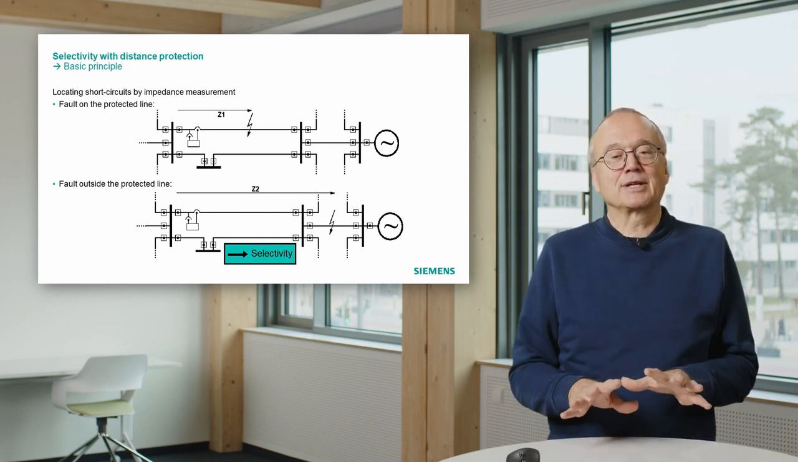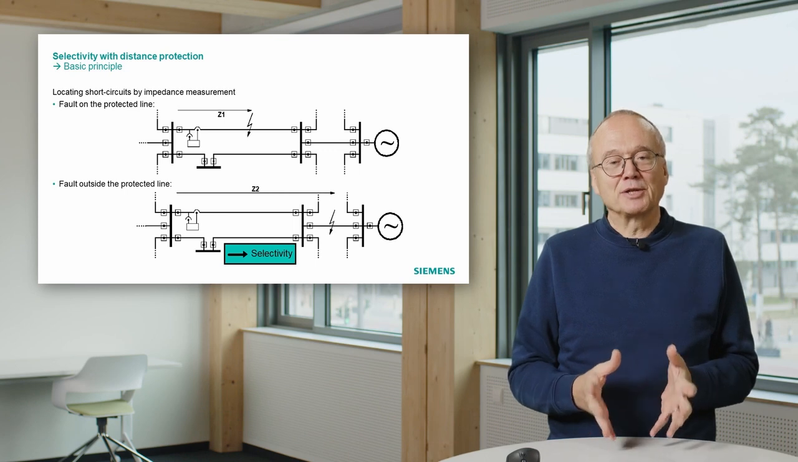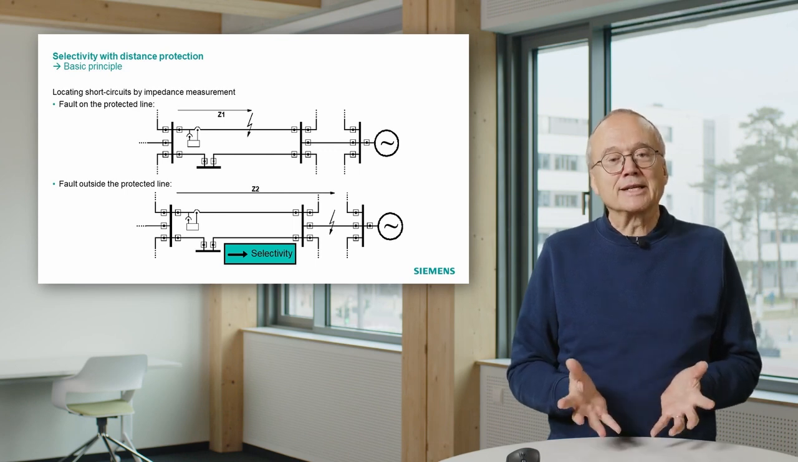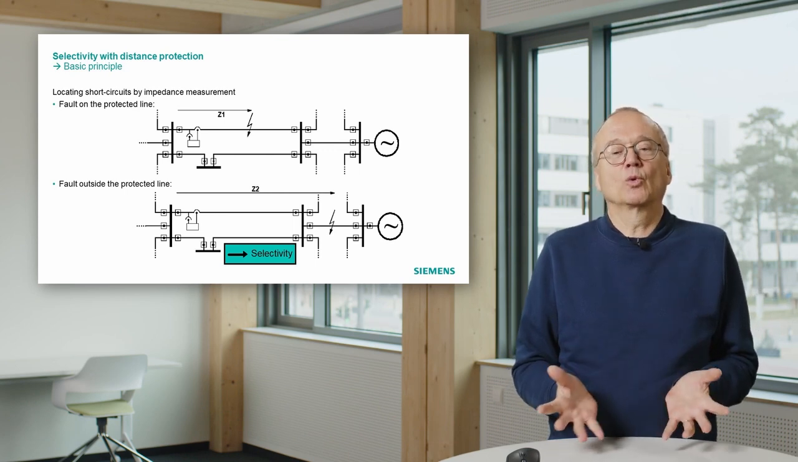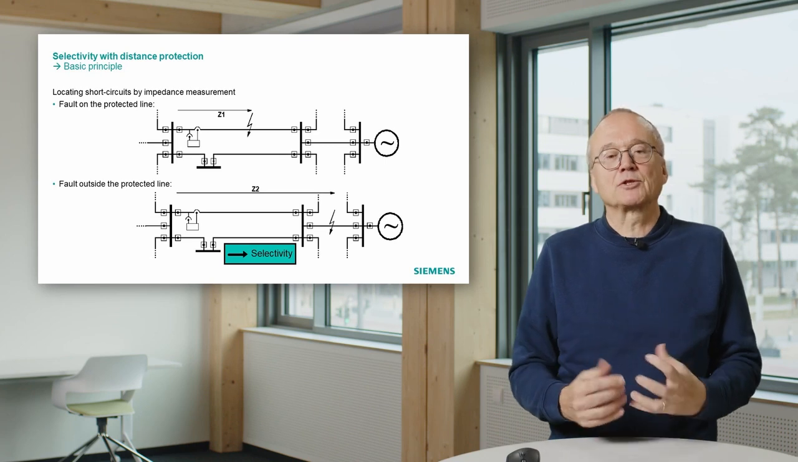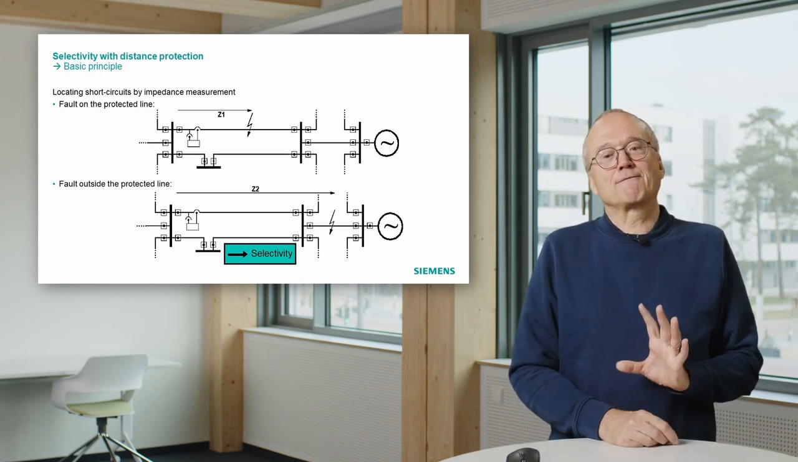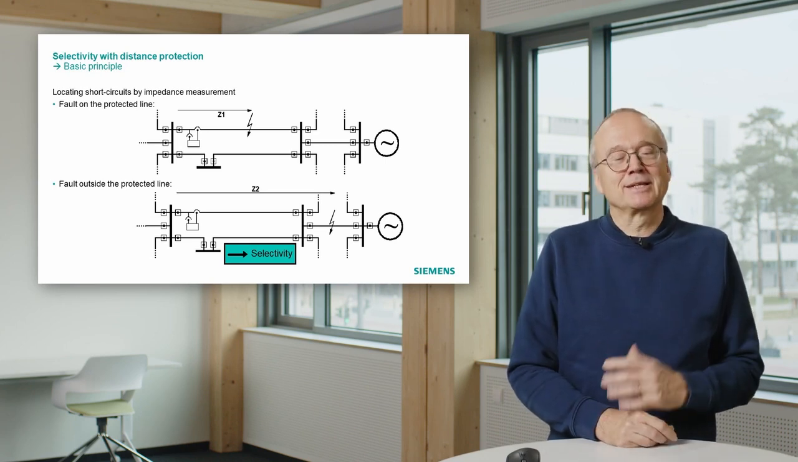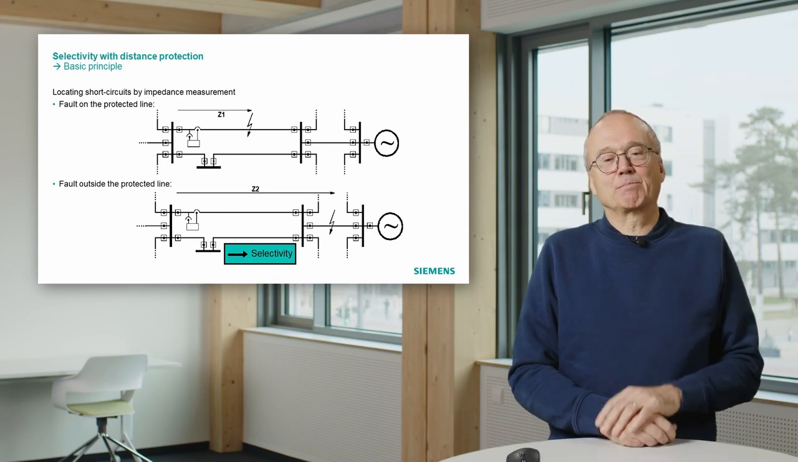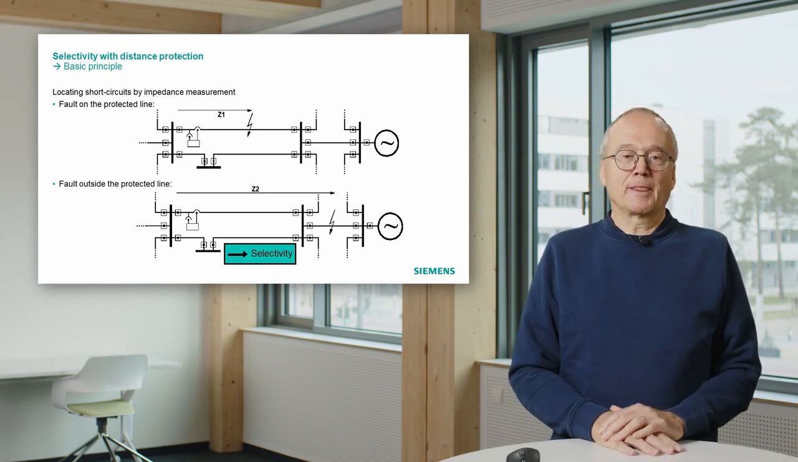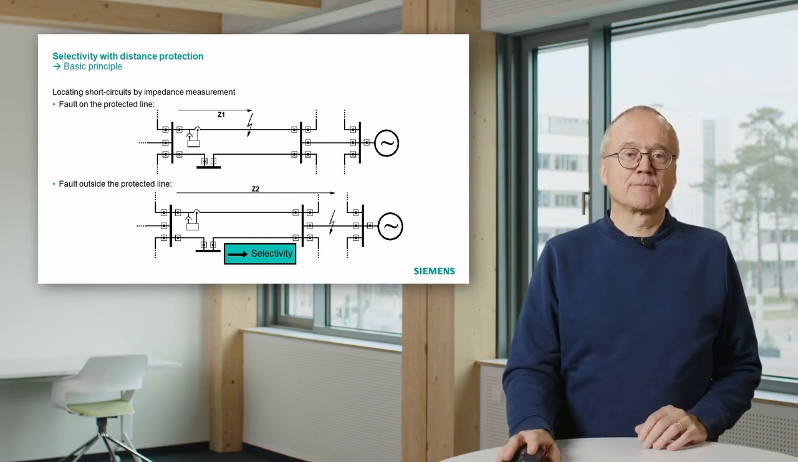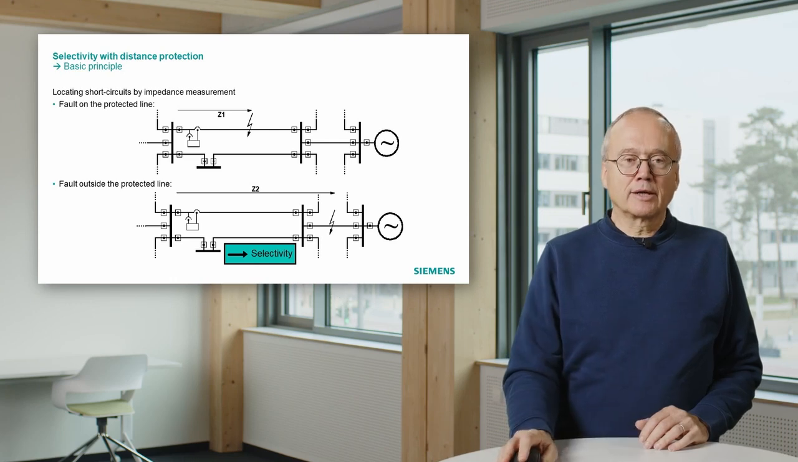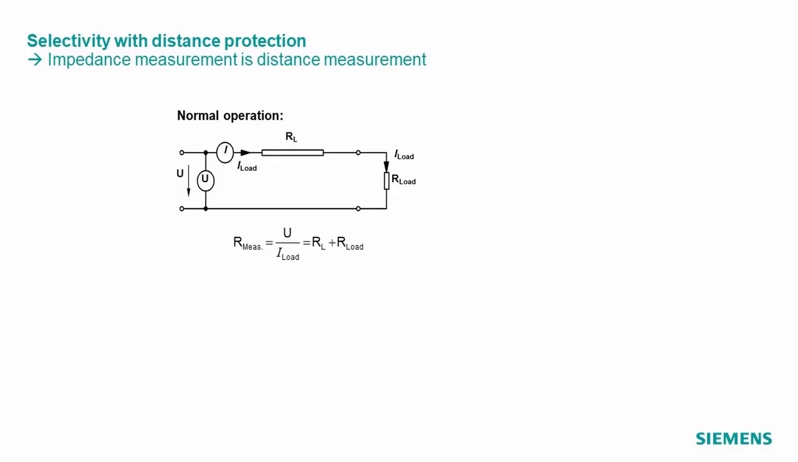That means basically the distance protection principle will lead to selectivity. So from the measurement principle, it is selective, but there is a but, and to understand this but, we have to go a little bit into the details. First of all, I would like to look a little bit more into this measurement. What does this measurement mean?